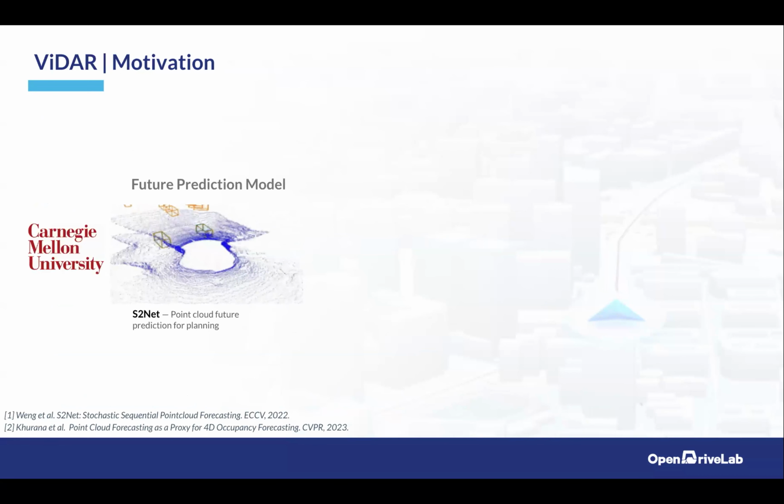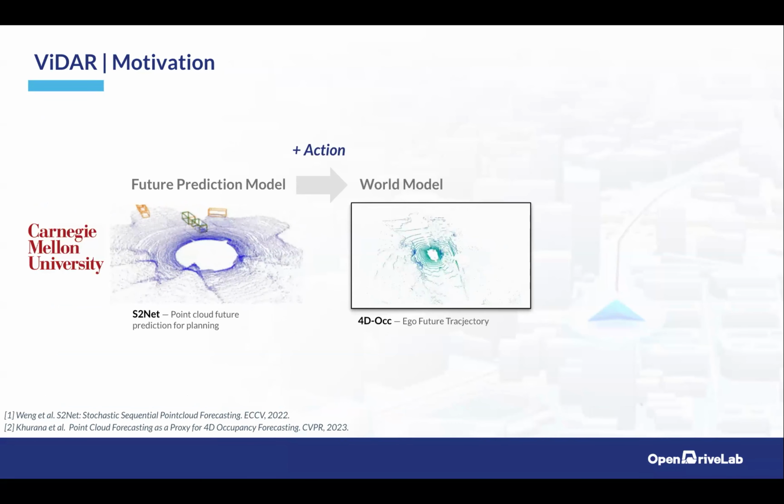There comes another work in our group, so we resort to the LiDAR points. LiDAR has been a viable sensor in the industry for many years, and people have developed some future prediction models based on LiDAR points. And in last year's CVPR, CMU also invented some world model methods, turning the LiDAR prediction into a future occupancy prediction.